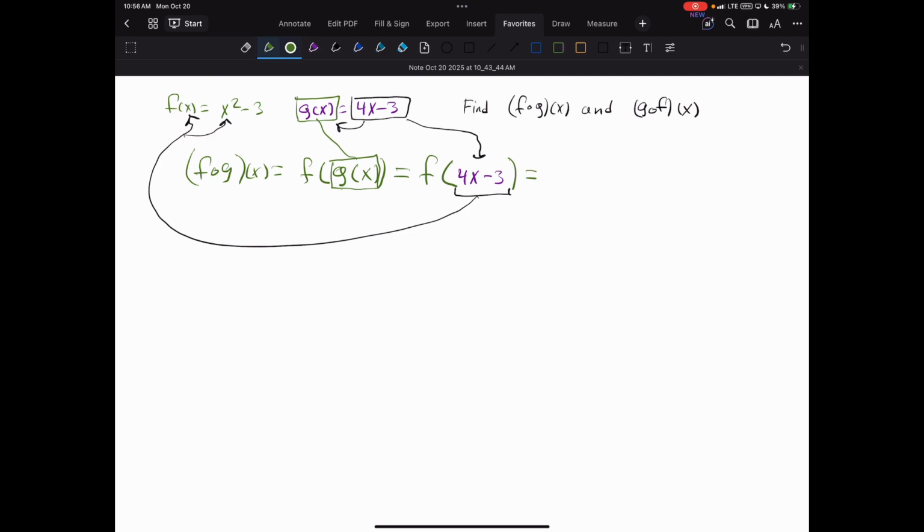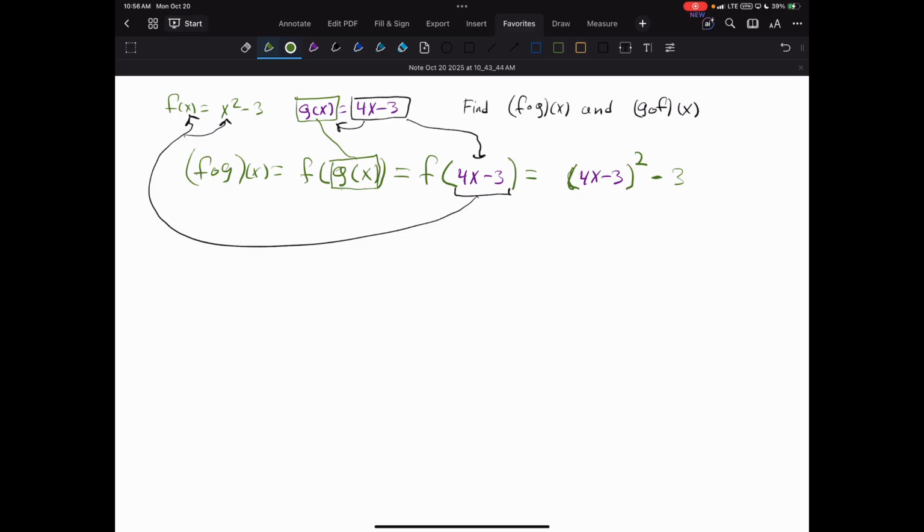Well, that means it just goes in place of my x there. And so that becomes, let's see if we can preserve a little order here by keeping the text color right. So if I do 4x minus 3, and then that's in place of my x, then that's squared minus 3, because that's x squared minus 3, but because x has been put through the function g of x, x is no longer x, it's 4x minus 3.